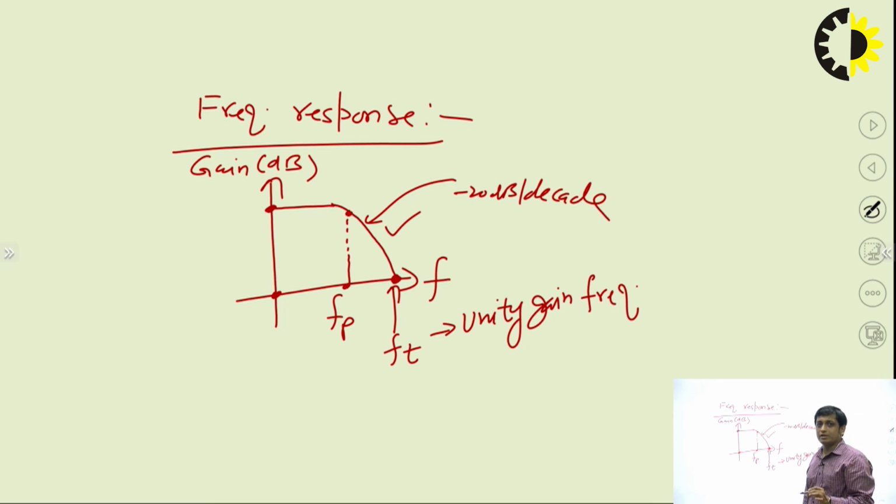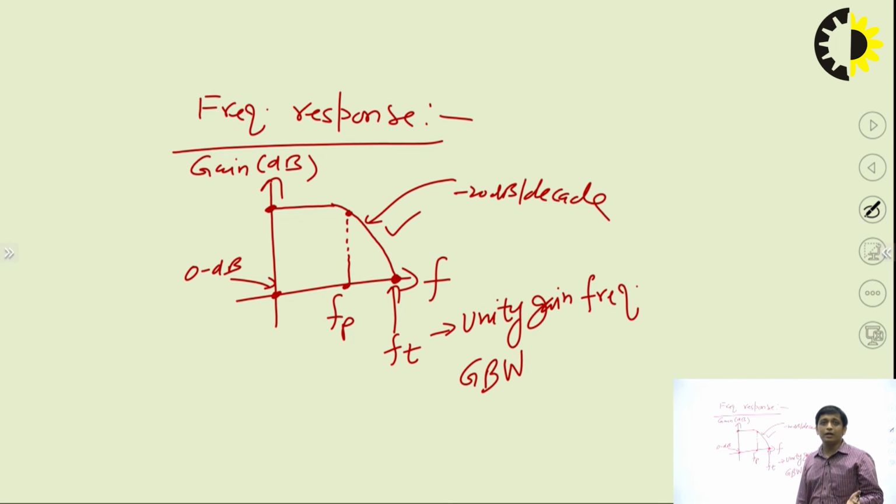Unity gain frequency is the frequency at which gain is unity, gain is 1. If gain is 1, that is the ratio, and when you convert this ratio 1 into dB, 20 log 1 will be 0. So that 1 is equivalent to 0 dB. So the unity gain frequency is the frequency at which the gain is unity or 0 dB, and this unity gain frequency is also called the gain bandwidth product.